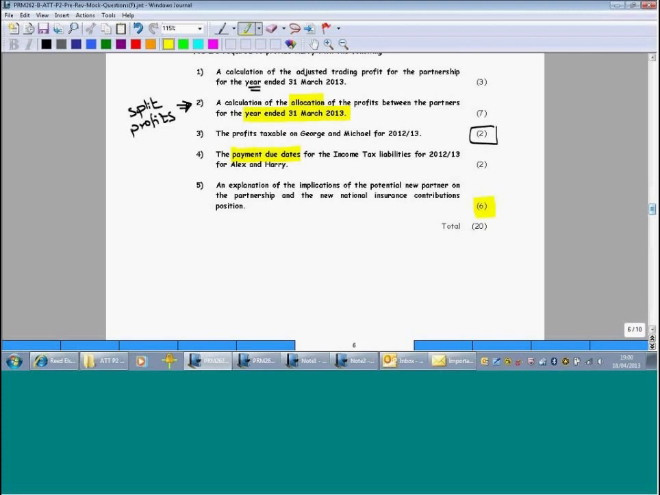And the national insurance position will go from being Class 1 primary and secondary as an employee to being Class 2 and Class 4. And as with any written part to any question, make sure that you have short paragraphs and lots of space between those paragraphs. It makes it easier to read and you're more likely to get the marks available.